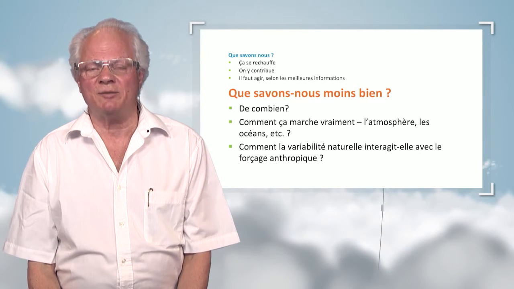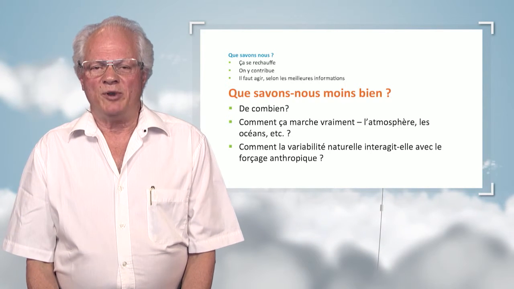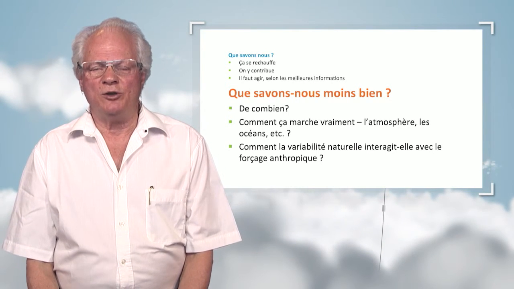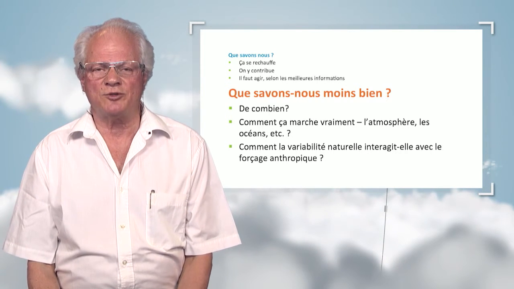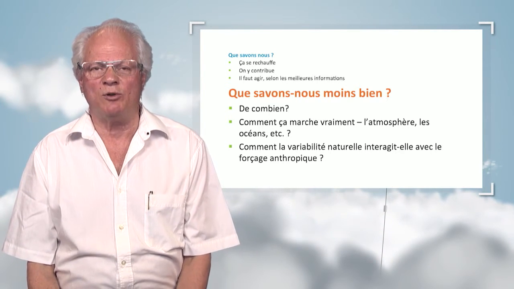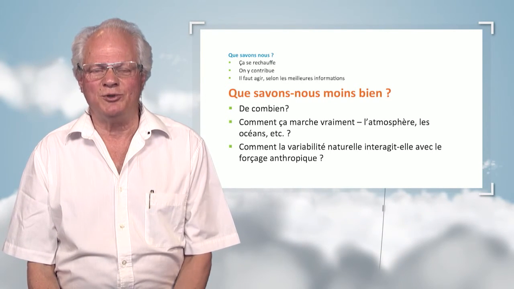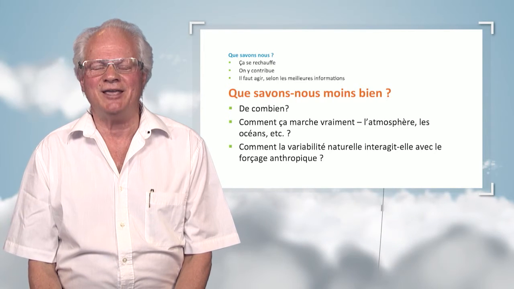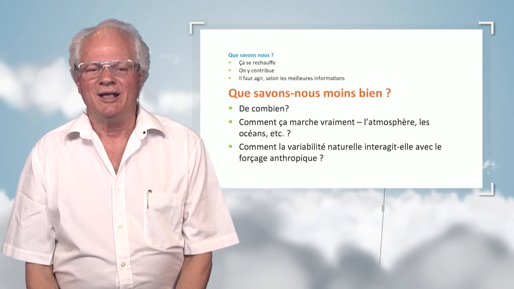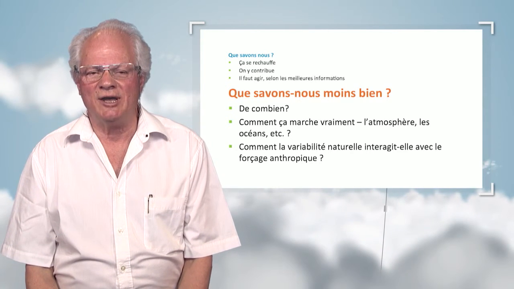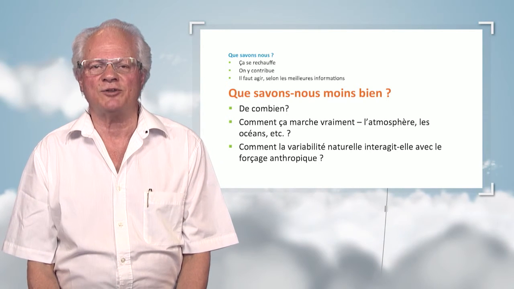So how does it really work? The atmosphere, the oceans. We have understood the atmosphere and the oceans better than other physical data because we know the atmosphere, we live in the atmosphere, and we don't live in a simple tube or pipeline with an industrial outflow. So how does natural variability interact with anthropic forcing?